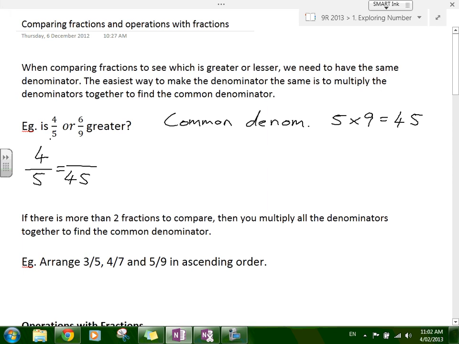Now the question is, what goes in the numerator on the right-hand side? This comes back to equivalent fractions. Brock, what do you think goes in the top? 36. How did you get 36? 5 times 9. Good, excellent. If you multiply the bottom by 9, you have to multiply the top by 9, so we get 36. So 4/5 is 36 over 45. We do the same for 6 over 9. 6 over 9 equals what over 45?